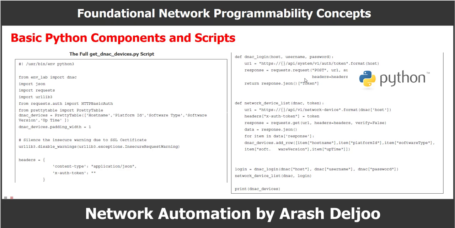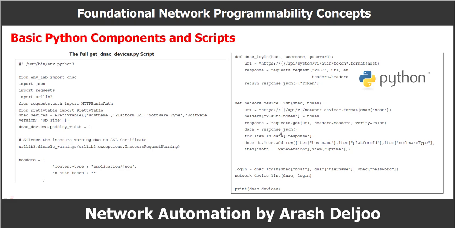https://sandbox-dnac.cisco.com/api/system/v1/auth/token, and uses the values built in the JSON key value pair from the environment_lab.py. The JSON response from the API call is stored as the token that will be used for future API calls for this authenticated user.